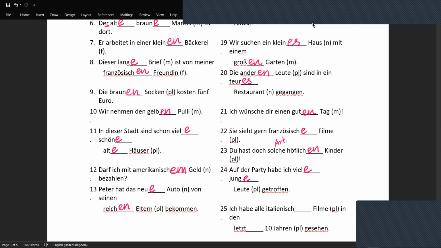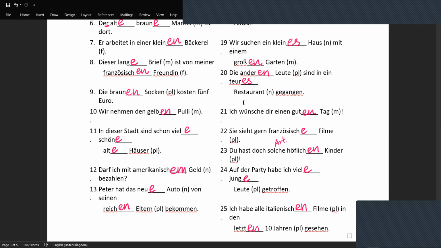And the last. It is the same case as the 11th one, right? Viele would be an adjective. Okay. Ich habe alle italienischen Filme in den letzten 10 Jahren gesehen. Alle will be counted here as an article.